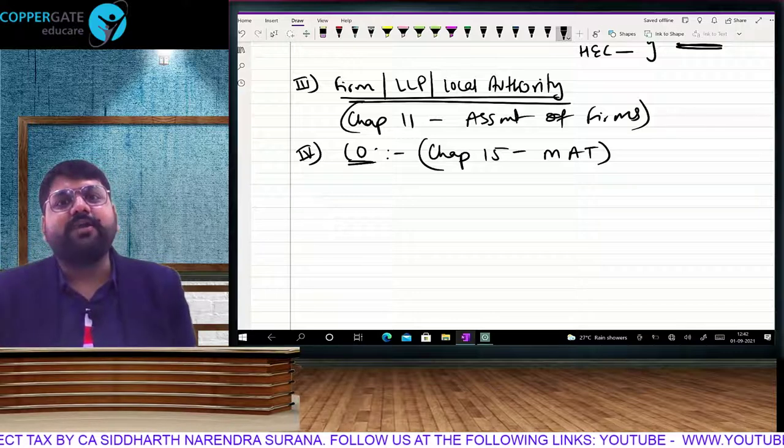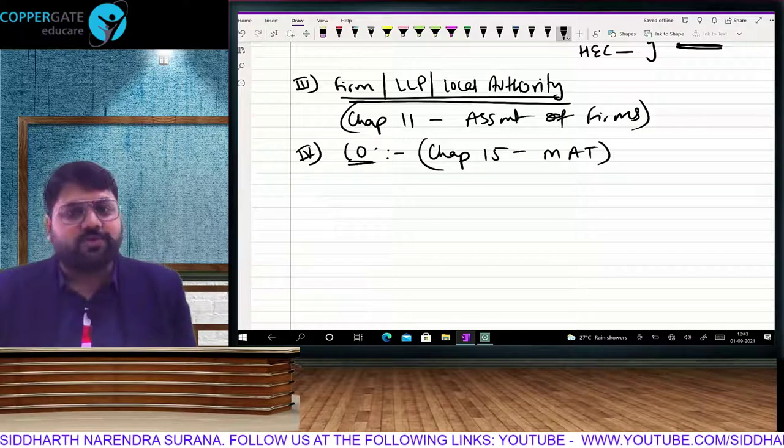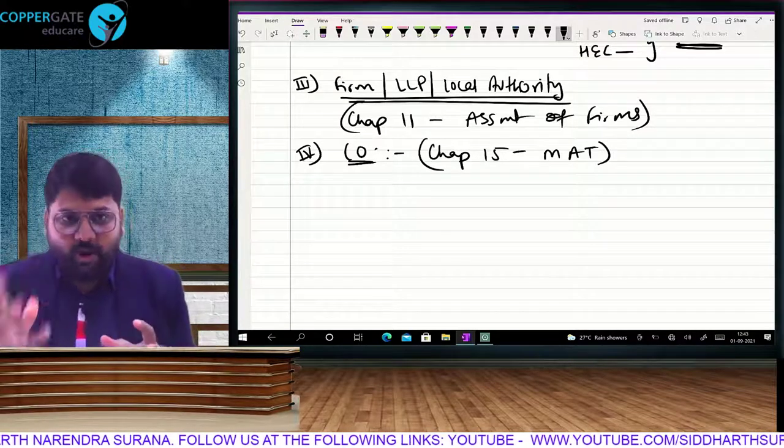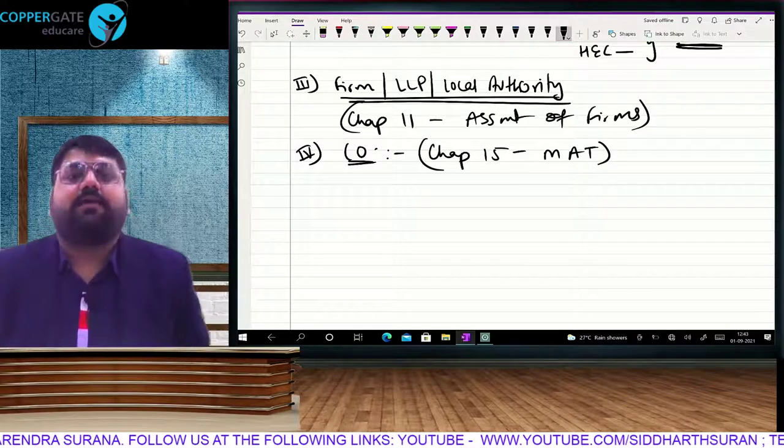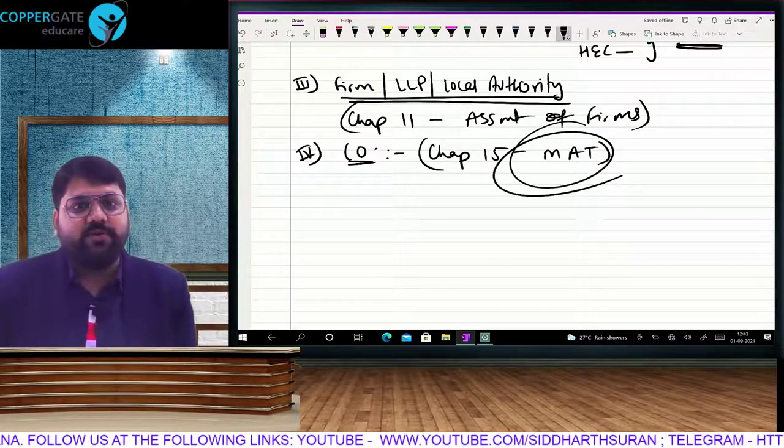You can call it minimum ATLO tax. Because actually the rule is normal tax or MAT, whichever is higher. So minimum this much you will have to pay. That is what you refer to as minimum ATLO.